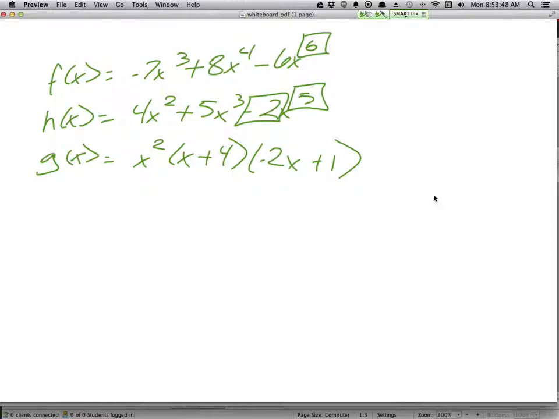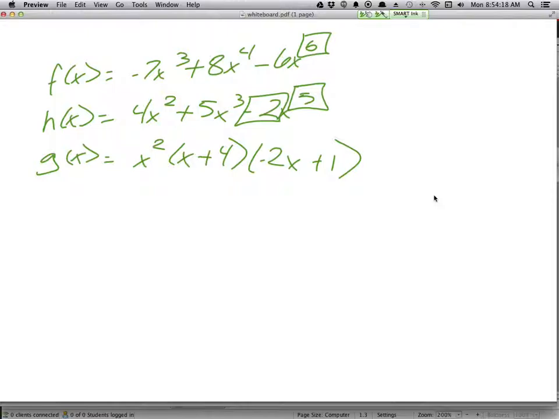Okay, on this one I have g of x equals x squared times x plus 4 times negative 2x plus 1. Good question. Matthew, what do you think? I think you would just solve it out as much as you can. Okay, do I need to multiply all of it out? I would. Kathleen, what do you think? I think you probably just need to find what the x's are, because that's what you're graphing it out of. Okay, that's what I would do.